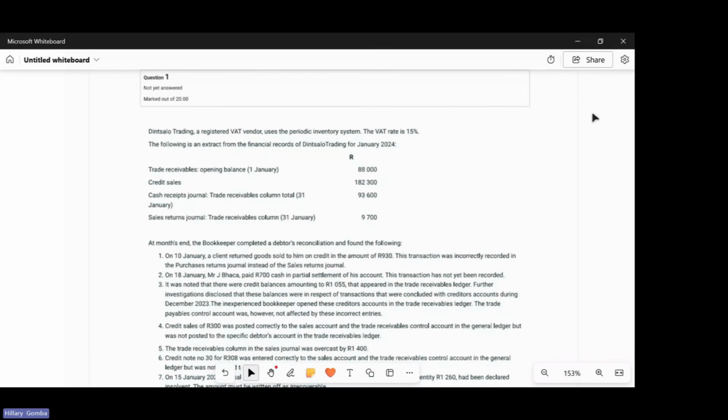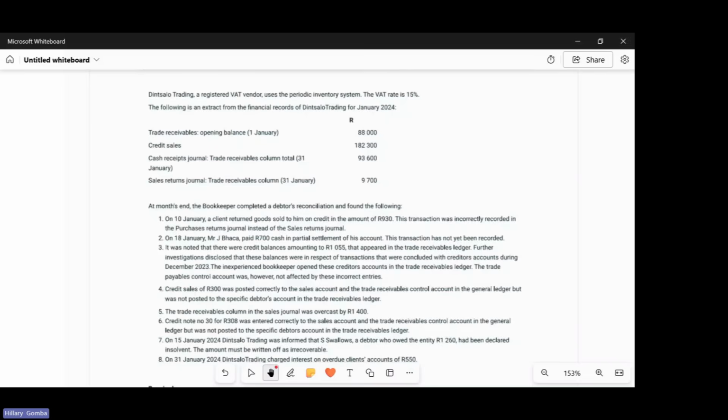So you have your trade receivables, the opening balance from January the 1st, which is 88,000, and then you have your credit sales, 182,300, and then you have your cash receipts journal, which is your trade receivables column total on 31 January, which is 93,600. And then you have your sales returns journal, trade receivables column 31 January, 9,700.